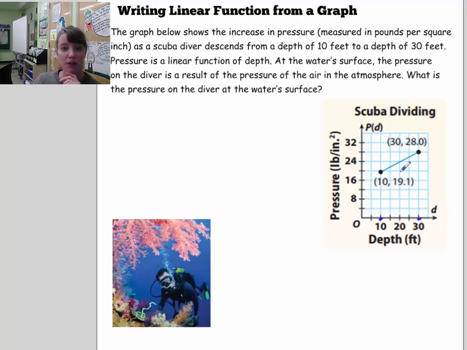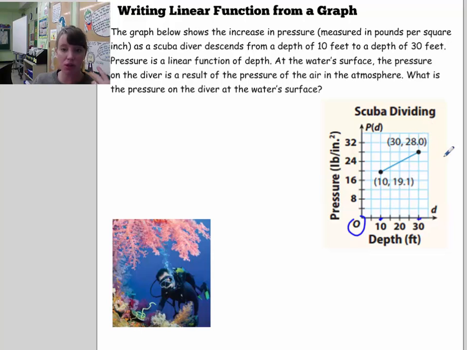Pressure is a linear function of depth, meaning that every time you increase the depth you are below the water, the pressure increases by the same rate for each amount of depth you increase. At the water surface, the pressure on the diver is a result of the pressure of the air in the atmosphere. What is the pressure on the diver at the water surface? So what they're looking for is, at a depth of 0, what is the pressure for the diver? Well, in order to do that, we're going to have to figure out the equation for this line and then figure out what the pressure is when the depth is 0.